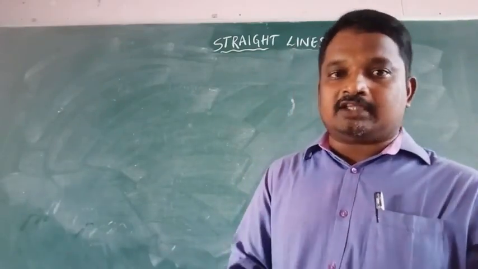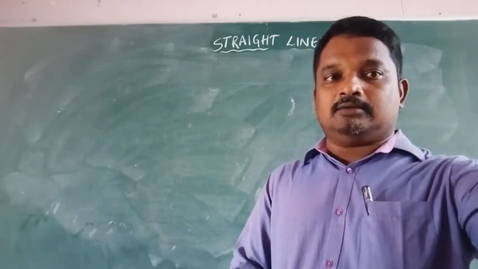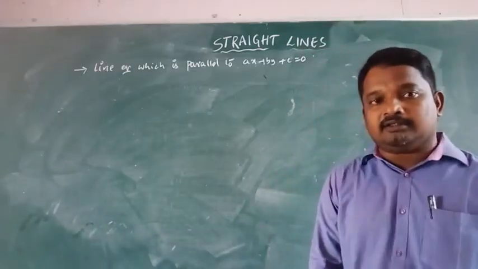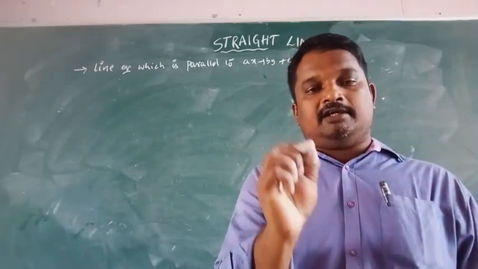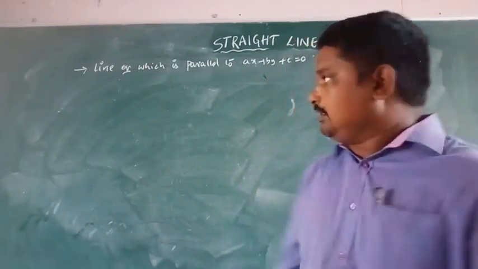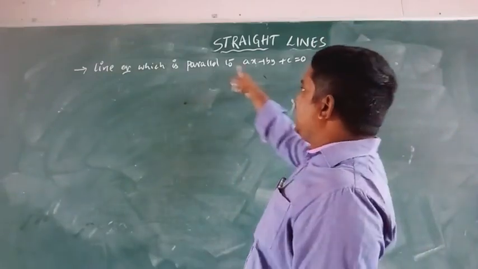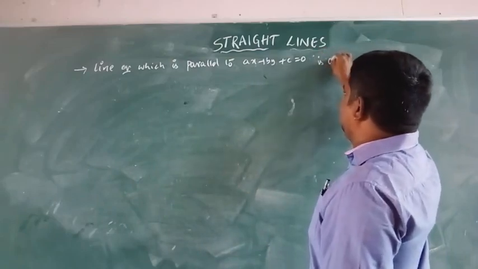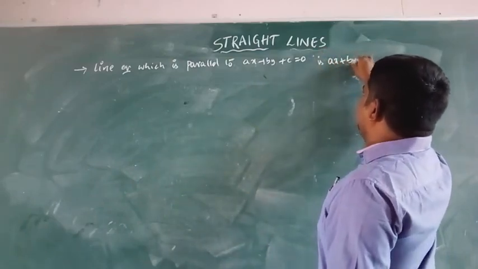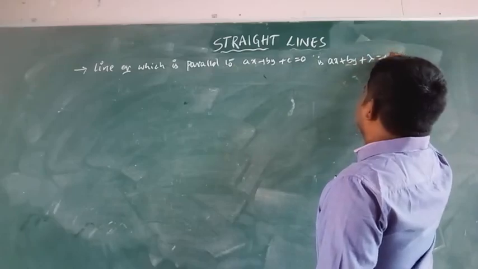So these 4 concepts we may learn now. We know that a line which is parallel to another line differs only in the constant. So the line equation which is parallel to ax + by + c = 0, I am taking as ax + by + λ = 0.